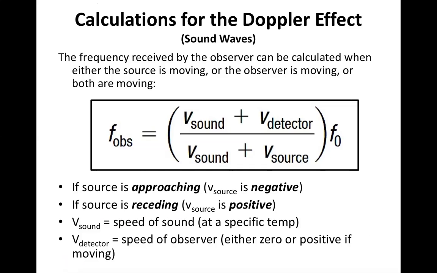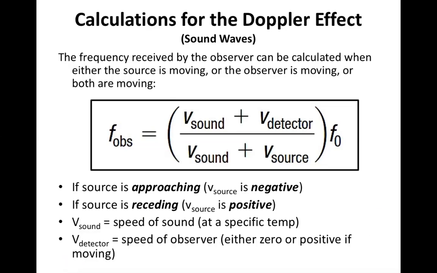Okay. So now I think conceptually we've talked about the Doppler effect, but what about how we would actually calculate how much higher the frequency is or how much lower the frequency is? There is a calculation, there is a formula for it. So the observed frequency is equal to the speed of sound plus the speed of the detector divided by the speed of sound plus the speed of the source.